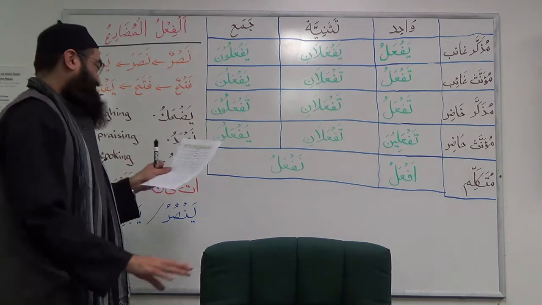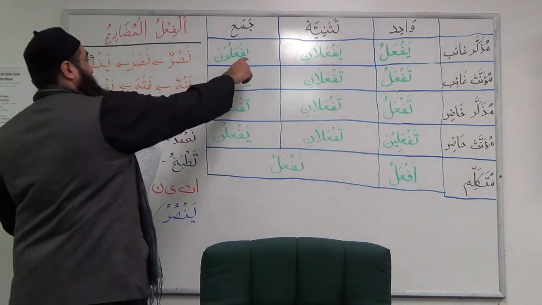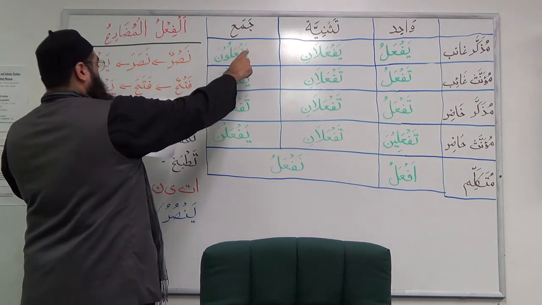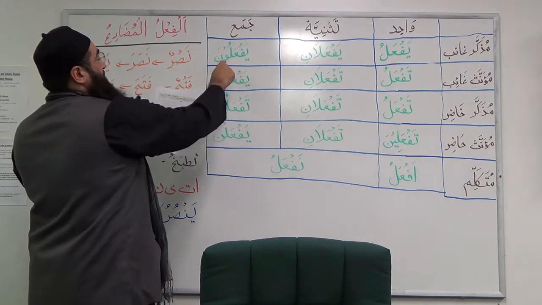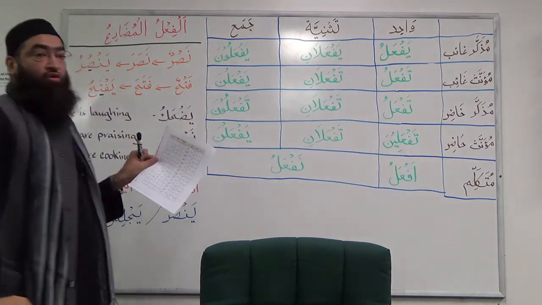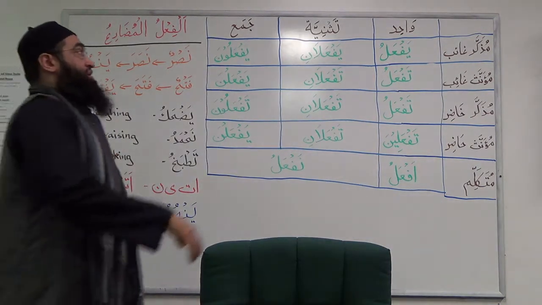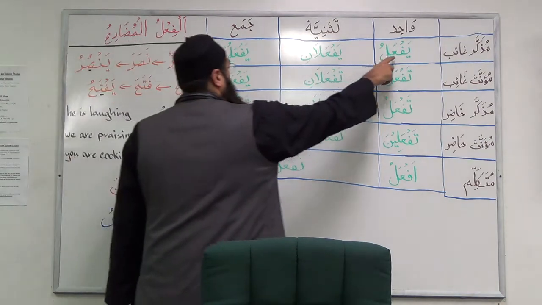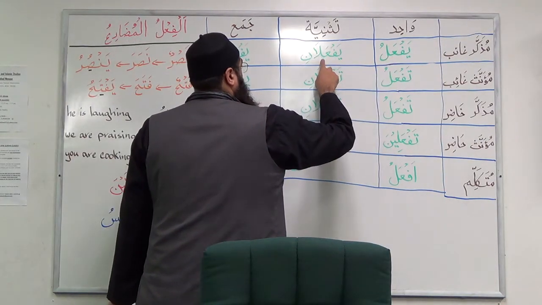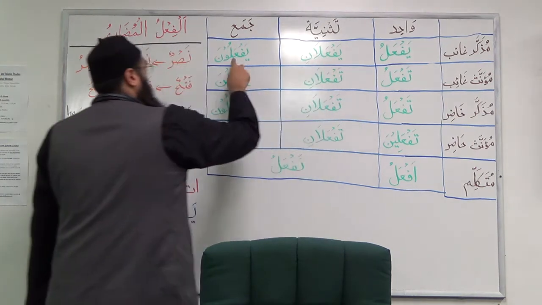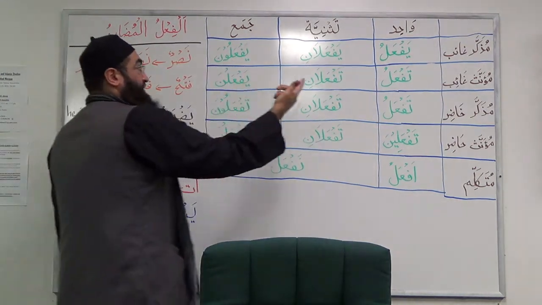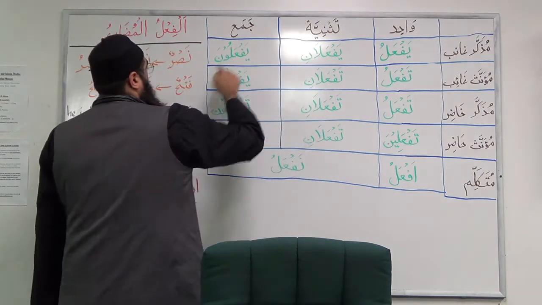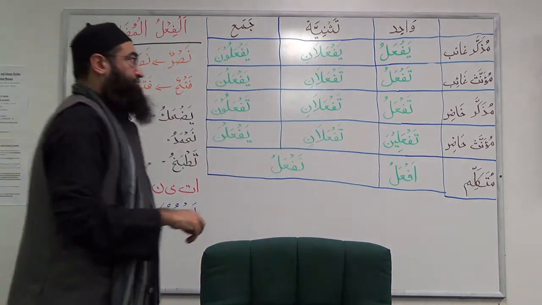Now it's good. Alright, and then to make it jama, you're going to put a ya with the waw noon at the end. Yaf'aluna. Alright? So yaf'alu, yaf'alani, yaf'aluna. That one man is doing, those two men are doing, all those men are doing. So if it was yaftahu, that one man is opening the door, those two men are opening the door, all those men are opening the door.